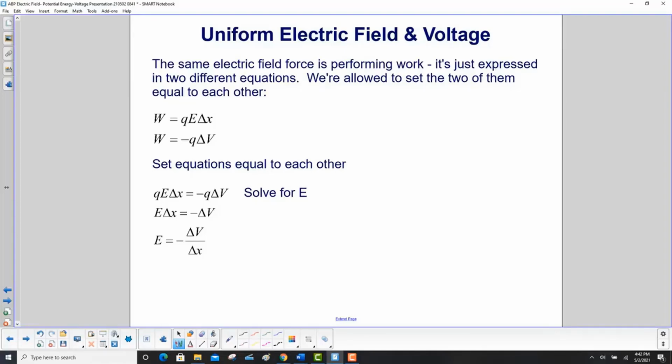So we have work done by the electric field is minus Q delta V. The same electric field force is performing work. It's just expressed in two different equations. We're allowed to set the two of them equal to each other. So we have work is QE delta X, and work is also minus Q delta V. Set them equal to each other. We have QE delta X equals minus Q delta V, and we want to solve that for E. So first we divide through by Q, and they cancel out, and then we divide through by delta X. And we have E is equal to minus delta V over delta X.